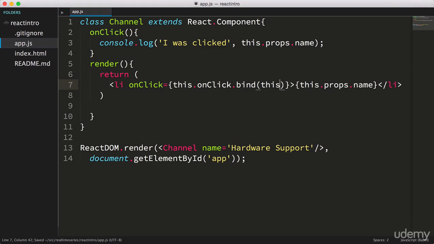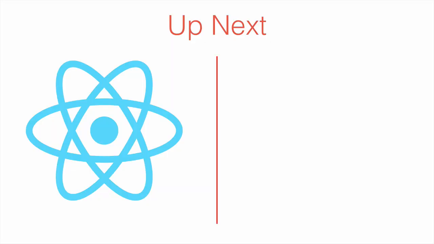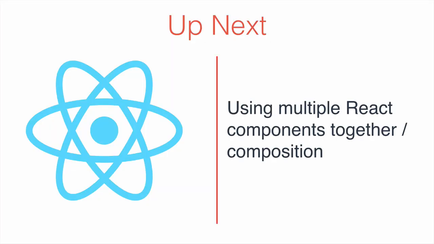Now what we've done so far is a nice introduction to React, but we're essentially rendering an li tag by itself, and in reality we probably want this to list one or more channels within a ul tag. So how do we do that? We'll look at this in the next video that covers using multiple components together, or composition, within React.